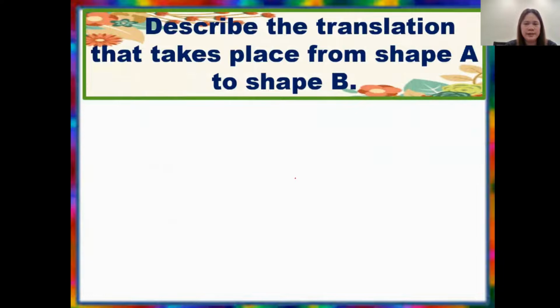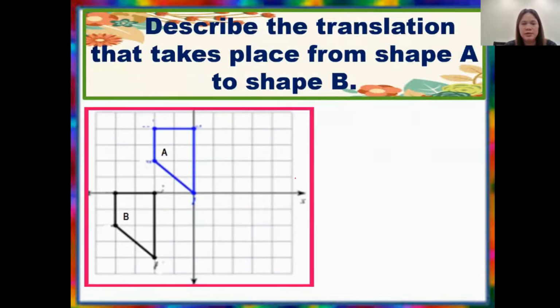Okay, so try this one, Year 8. This time we are going to move the shape. We are going to describe the translation that takes place from shape A to shape B. Choose any point, but remember, if you choose this point, you have to find the correct pair for that point in the second shape. You cannot choose this point and pair it with this point. They should be corresponding vertex or vertices. So if you want to have this point, then choose this point here.